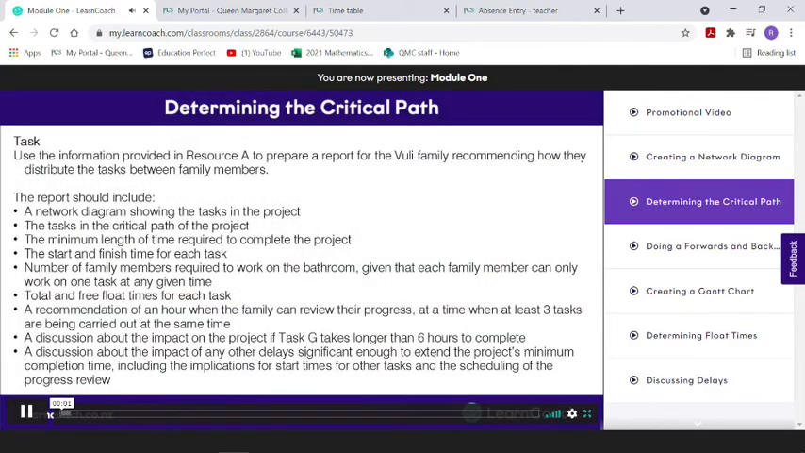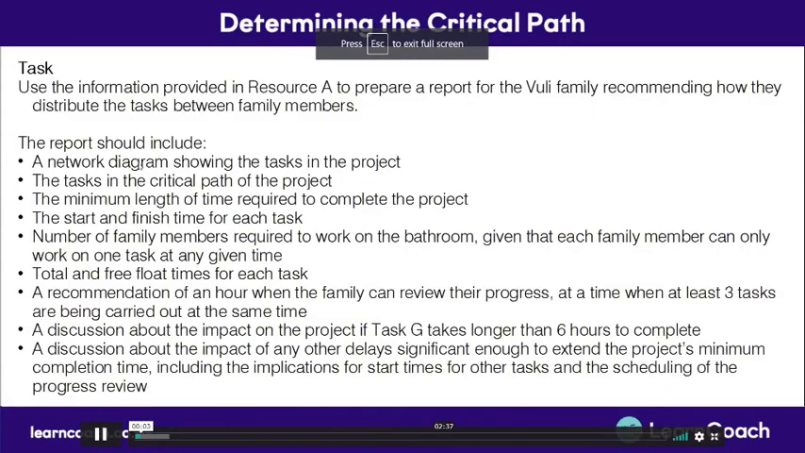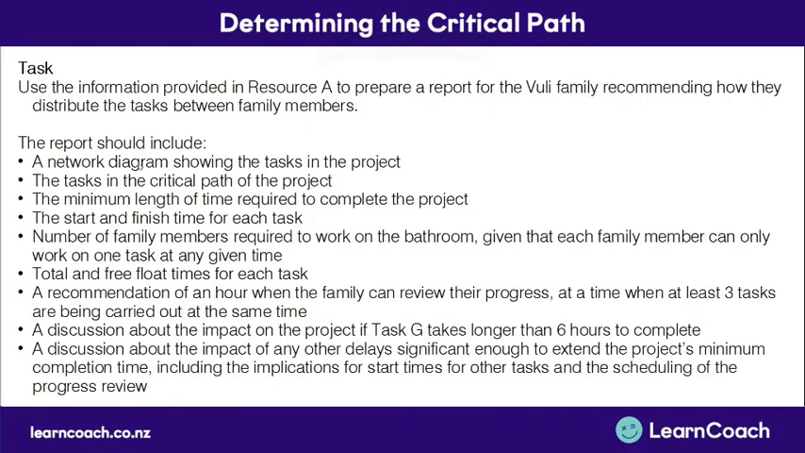Welcome to this video on determining the critical path. In our last video, we looked at the first bullet point in our task and how to create a network diagram showing the tasks in the project. In this video, we'll be focusing on the second and third bullet points, asking us to show the tasks in the critical path of the project, as well as the minimum length of time required to complete the project. Now, both of these are achieved level skills, meaning you must know how to do these to pass the internal.